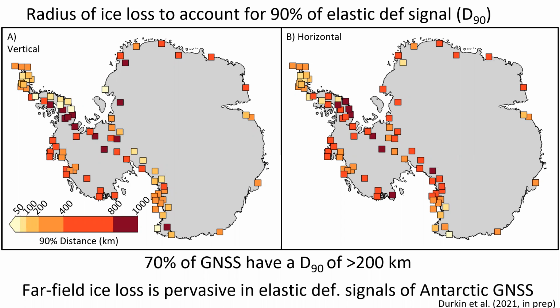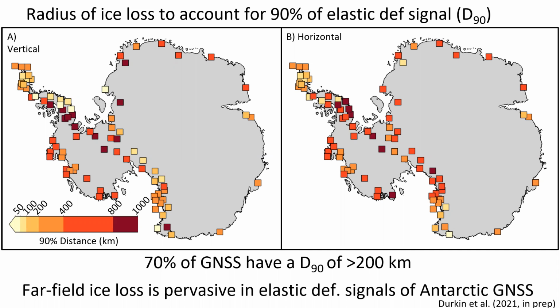Far-field ice loss is a pervasive signal in the overwhelming majority of Antarctic GNSS sites. This means that if you wanted to use individual GNSS sites to put constraints on any particular glacier, it would be very, very difficult to do this because it would just not be very well constrained, because each site is sensitive to ice loss over such a large area.